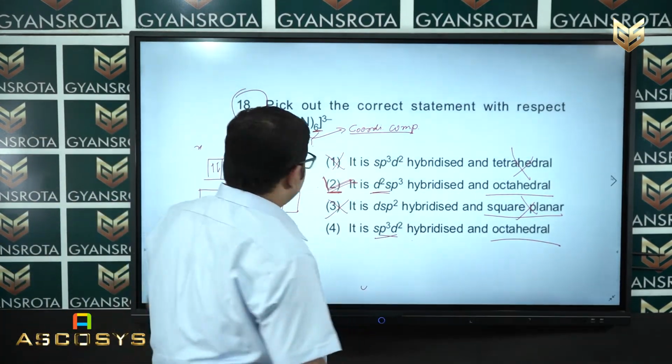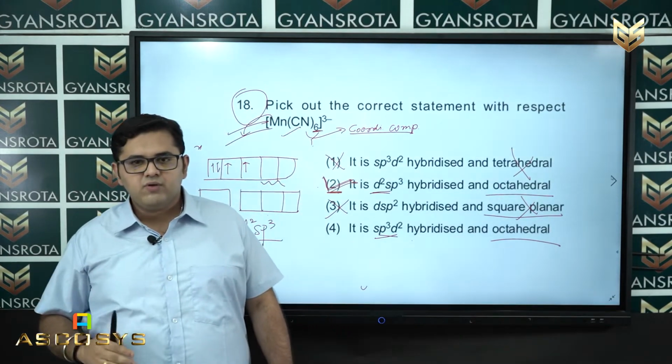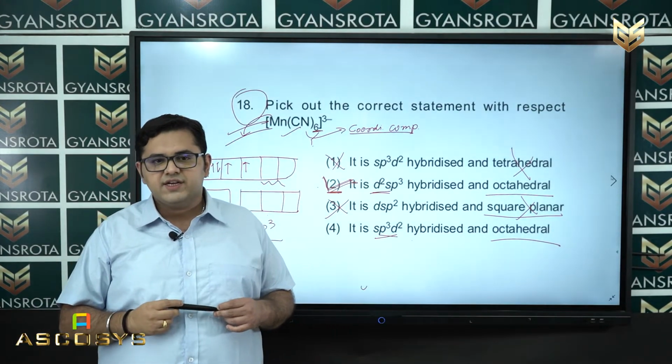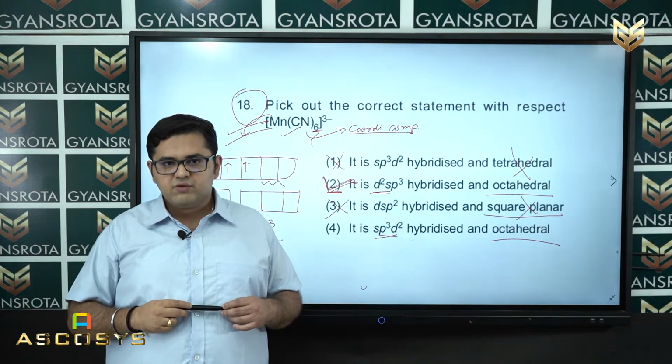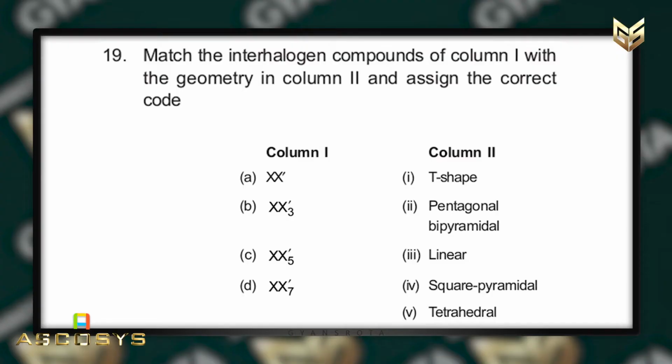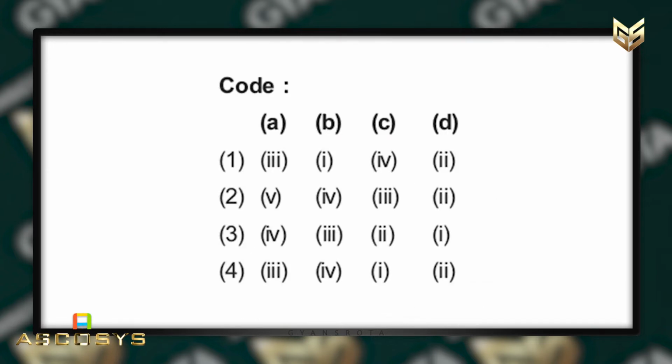This question comes from coordination compounds of your class 12 NCERT. Now we are moving to another question, question number 19, which is on your screen. Match the interhalogen compound of column 1 with the geometry in column 2 and assign the correct code. So, these are the options.